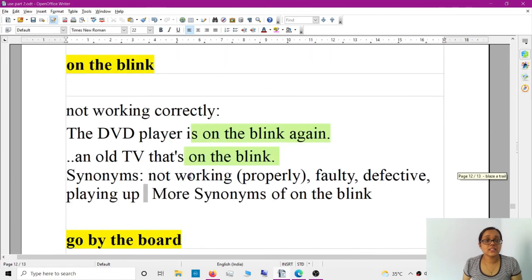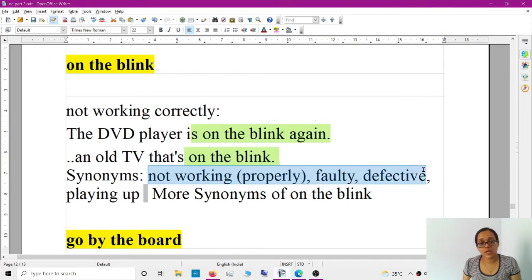Next sentence is on the blink. On the blink means not working correctly. That is known as on the blink. The DVD player is on the blink again, which means it's not working. An old TV that's on the blink. So it means not working properly, faulty, defective.